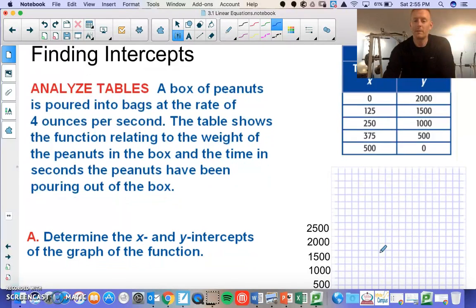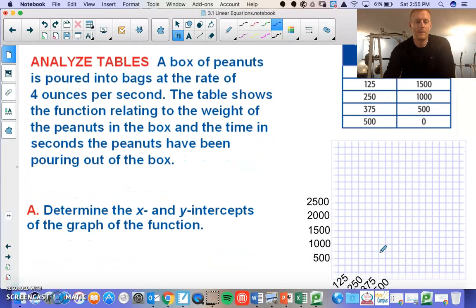So what happens when we get those word problems? So here's where you might use something like this in the real world. A box of peanuts is poured into a bag at the rate of 4 ounces per second. Nobody cares about this. The table shows a function relating the weight of the peanuts in the box and the time in seconds that the peanuts have been poured out of the box. Now, the only people who would worry about this are the people who are trying to get you to eat the peanuts faster. So they want them to come out as fast as possible.